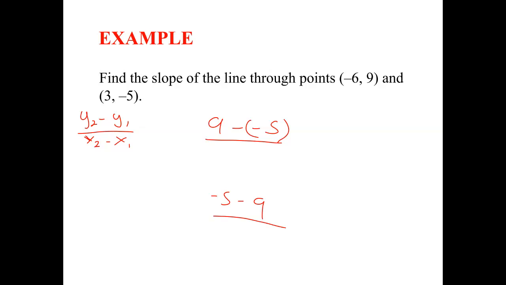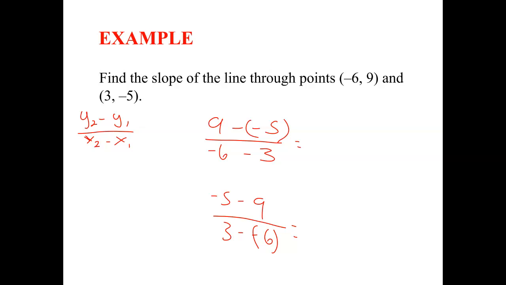If I have the 9 first, what x value do I need first? What x value matches up with the 9? Negative 6. So if I do 9 minus negative 5, I have to do negative 6 minus 3. 9 and negative 6 come from the same point. Negative 5 and 3 come from the same point. If I switch the order, then I need to switch the order. But either way, you'll end up with the same answer.